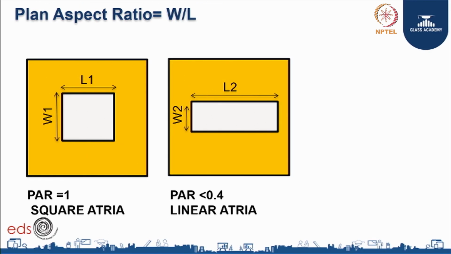The plan aspect ratio is the proportion of the atrium of the height and width in the plan. So, anything which is less than 0.4 is defined as a linear atrium.